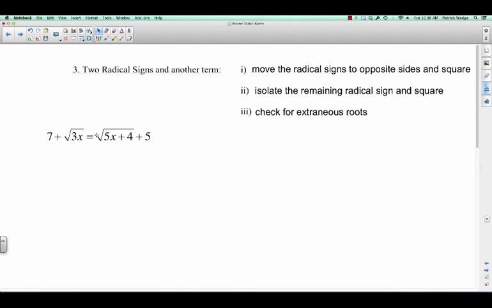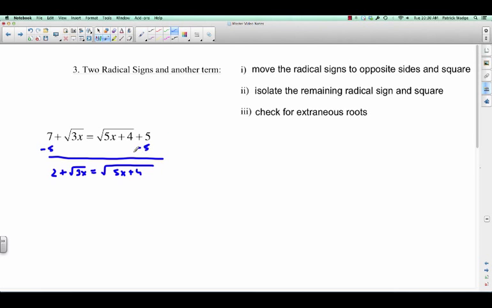You could do that right now, but why don't you make it just a little bit easier for yourself and deal with these 2 constant terms here. Put those together, like either move the 7 over or the 5 over. Which one you want to move? Well, you know me, I like keeping things positive. So I'm going to take away 5 and take away 5. So what I have is 2 plus the square root of 3x equals the square root of 5x plus 4.